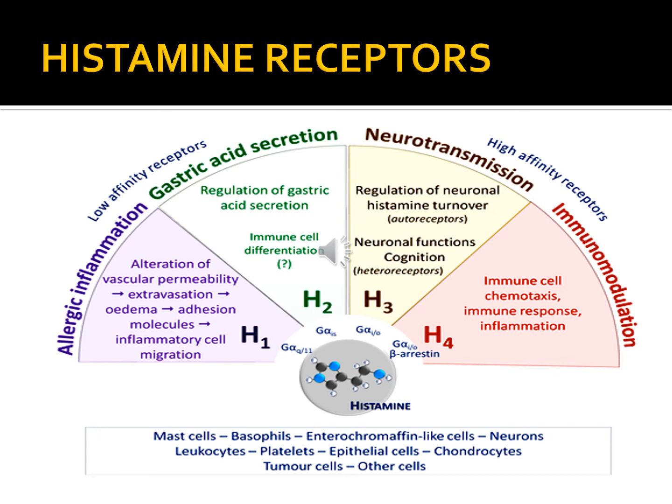Fourth one is H4 receptor. The histamine H4 receptor is coupled with G-alpha IO proteins and is expressed on a variety of immune cells as well as on other cells such as spleen, intestinal epithelia, lungs, synovial tissue, central nervous system, sensory neurons, and cancer cells.